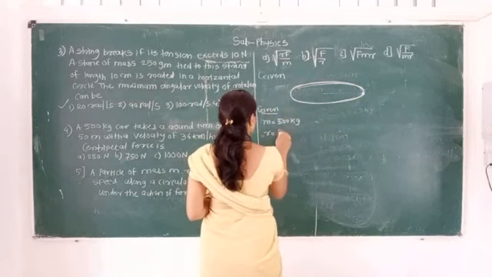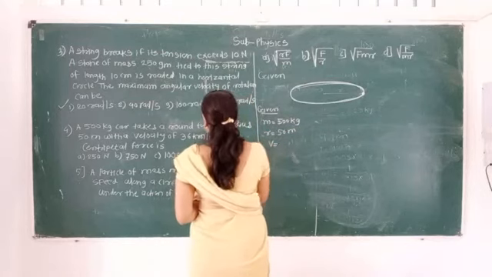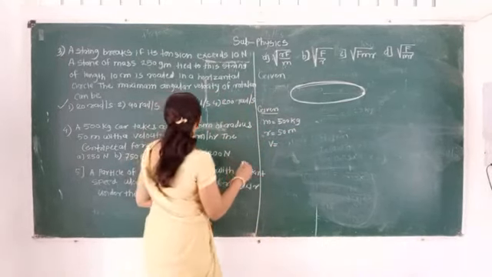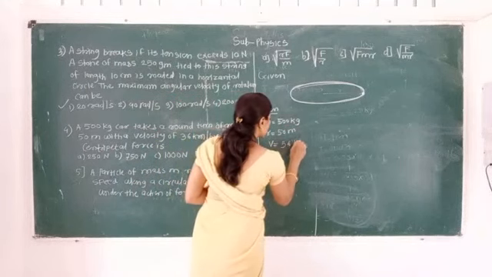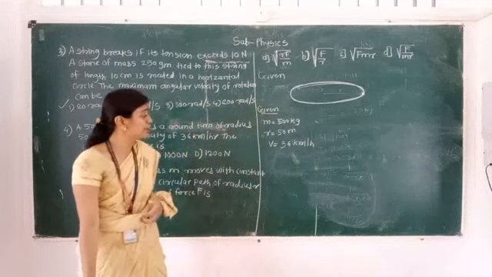Next, the radius is 50 meter with the velocity. Now velocity is given in kilometer per hour. How much is it? It is 36 kilometer per hour. Here we have to convert that velocity into meter per second.